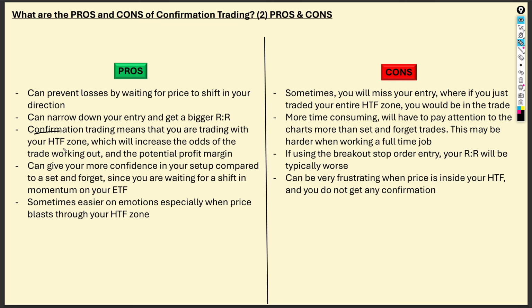Confirmation trading means that you are trading with your higher time frame zone, which will increase the odds of the trade working out. Obviously, a demand zone within a demand zone within a demand zone is going to be pretty strong. But if you're trading a demand zone within a higher time frame supply zone, might not be the best situation. So when you're trading confirmation, we're trading with our higher time frame, which is always going to increase the odds of our trade working out.